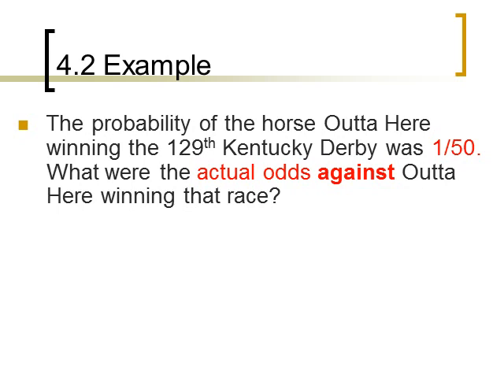Here's another gambling situation. So we get to look at a lot of fun things that maybe you've never been involved in before, but now you'll have a little bit of understanding about them. The probability of the horse Out of Here winning the 129th Kentucky Derby was 1 out of 50. What were the actual odds against Out of Here winning that race?